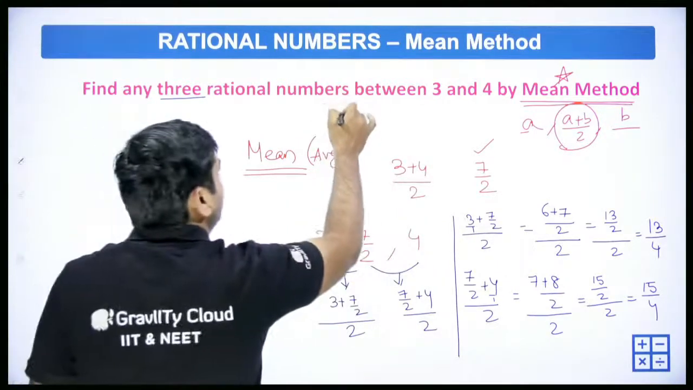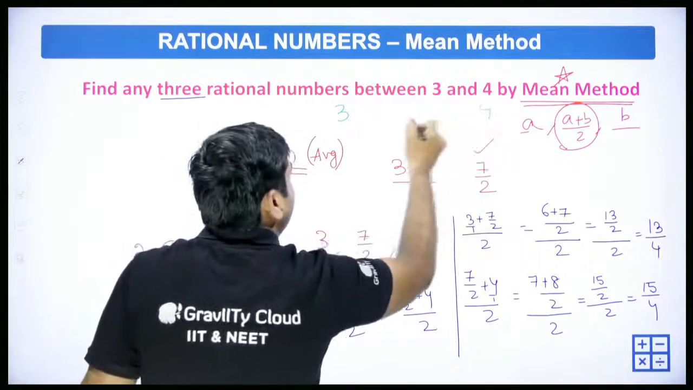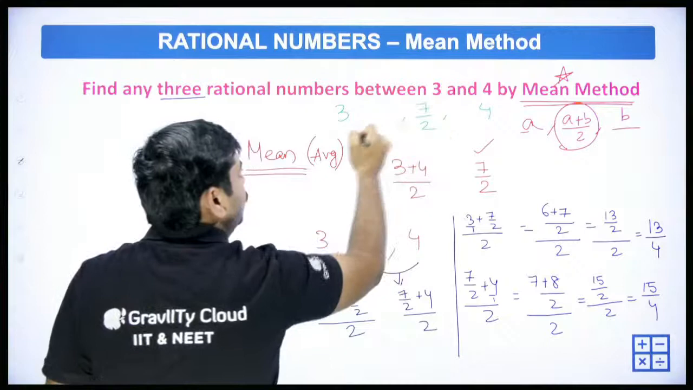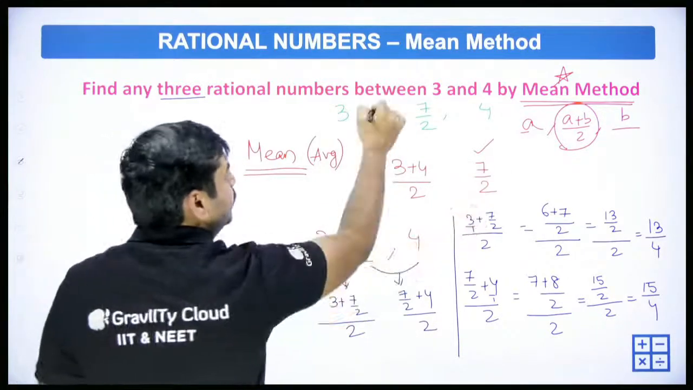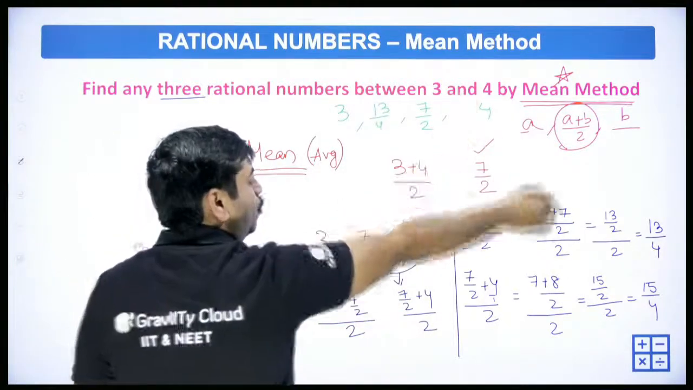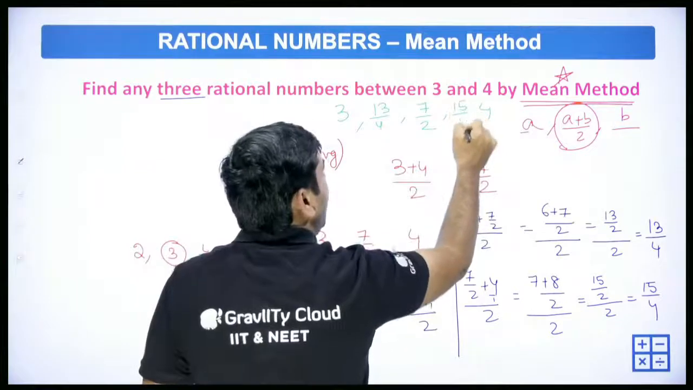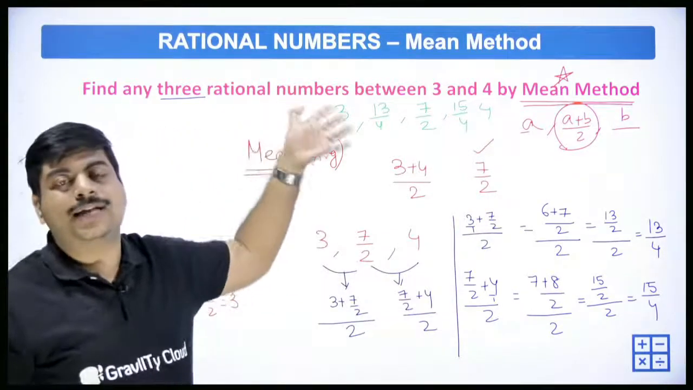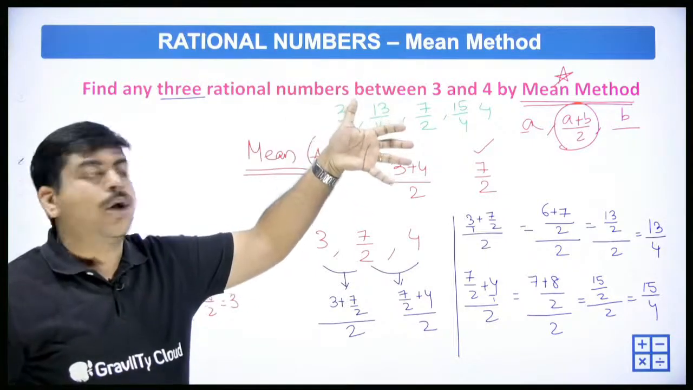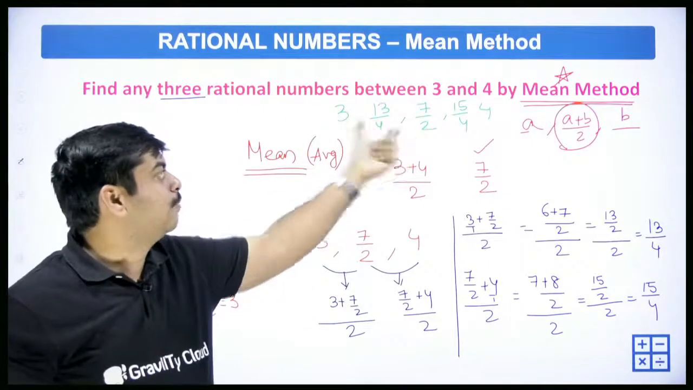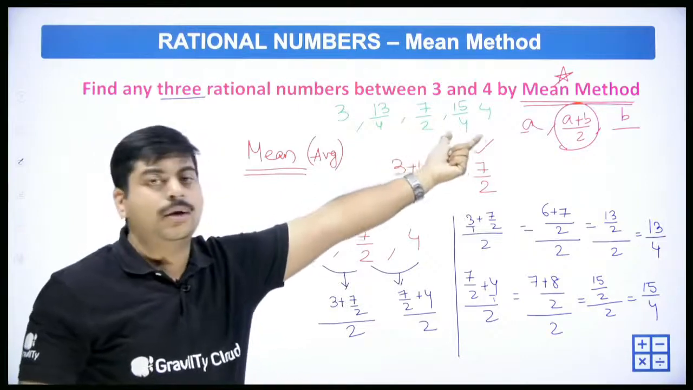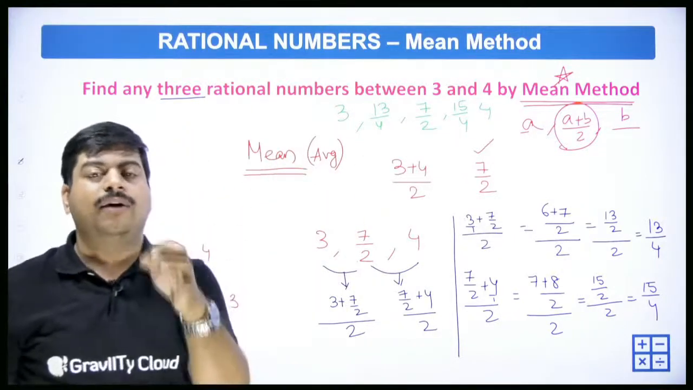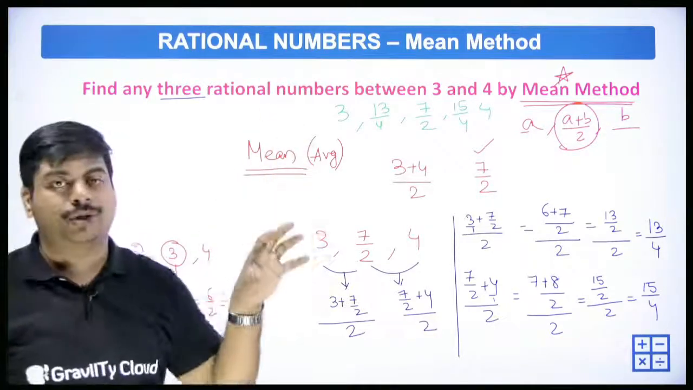Starting with 3 and 4, we got a number between these two, which is 7 by 2. And again, between 3 and 7 by 2, we have the number 13 by 4. And we have one more number, 15 by 4. And in that way, you can write as many numbers as you can using the mean method. Once again, you can try to find a number between each pair, and again you get a lot of numbers. You can find infinite numbers in the same approach.